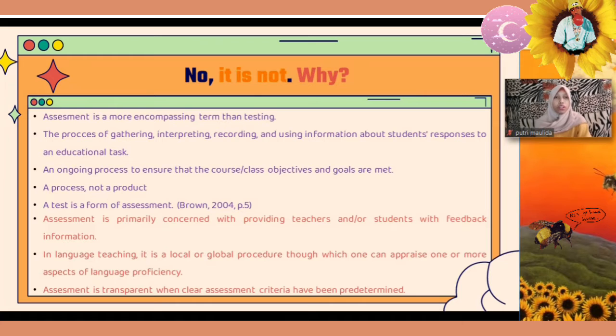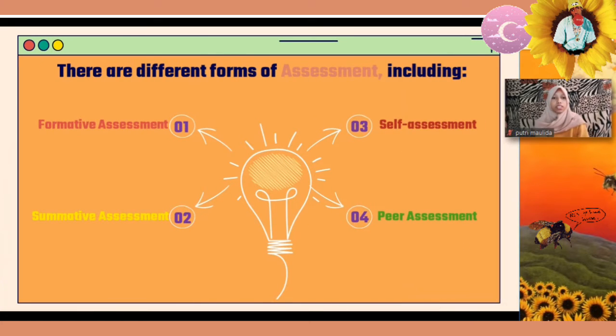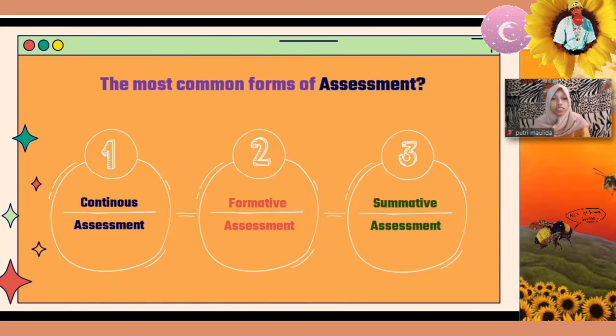So they will see clearly the assessment criteria have been predetermined from the beginning. There are different forms of assessment. So there are 4 different assessments. First one is formative, second one is summative assessment, then the third one self-assessment, and then the fourth one peer assessment. Okay, next.